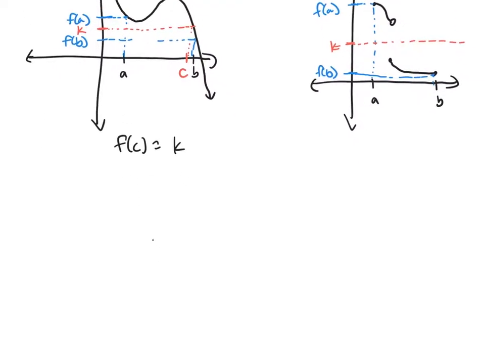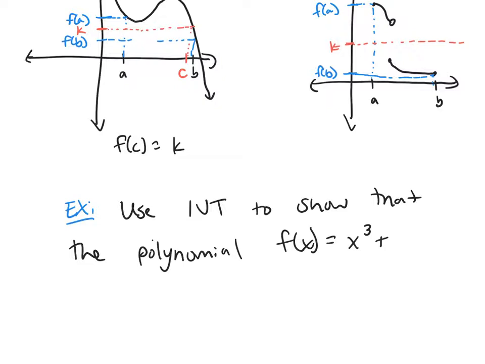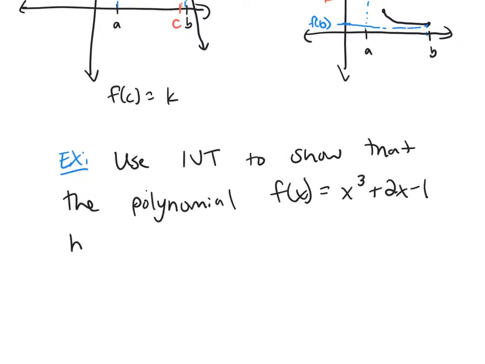So now that I know what the intermediate value theorem is, let's look at a classic problem. Use the intermediate value theorem to show that the polynomial function f of x is x cubed plus 2x minus 1 has a 0 in the interval 0 to 1.